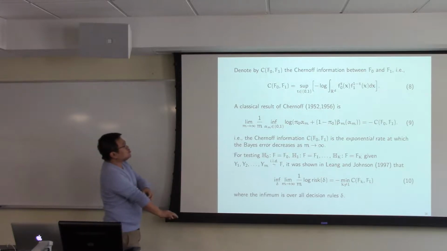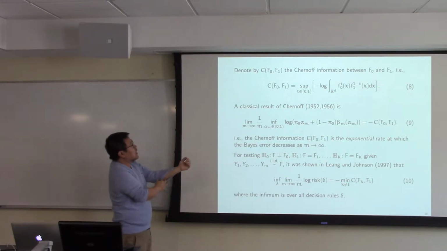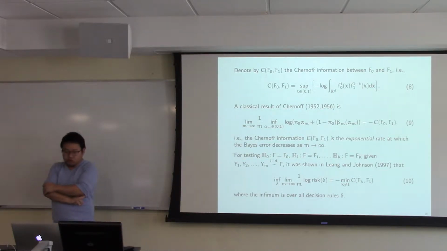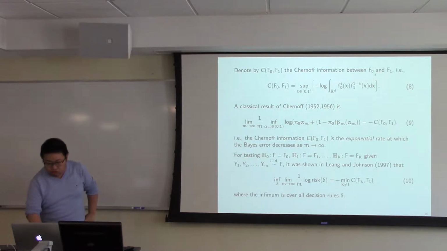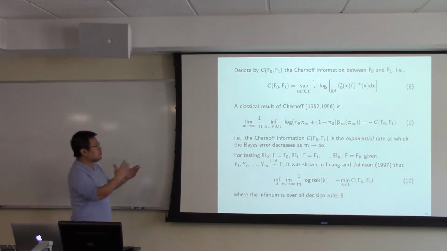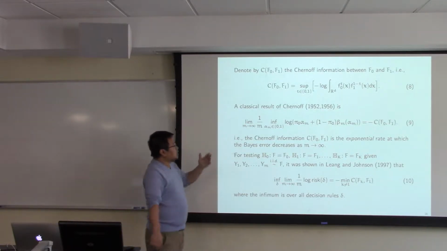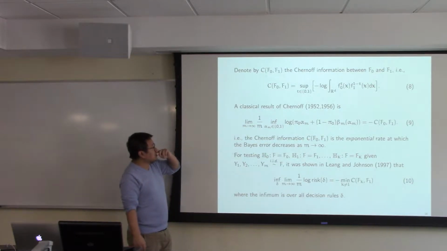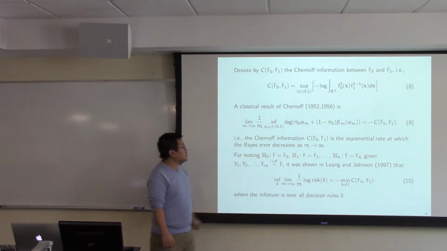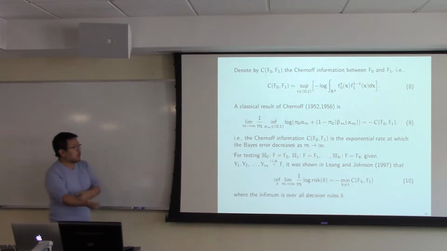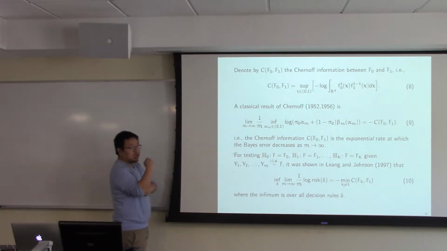Yeah. So to characterize the Bayes risk, I can introduce what's called the Chernoff information, which for any two distributions f is the supremum over what is called the Chernoff t-divergence. For the Chernoff t-divergence, just take the density, integrate it, take the log, and then take the supremum over all t in [0,1]. The classic result of Chernoff is that this Chernoff information is the exponential rate at which the Bayes error decreases as you get more and more data points.